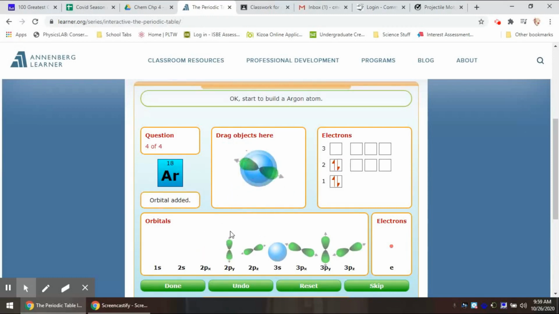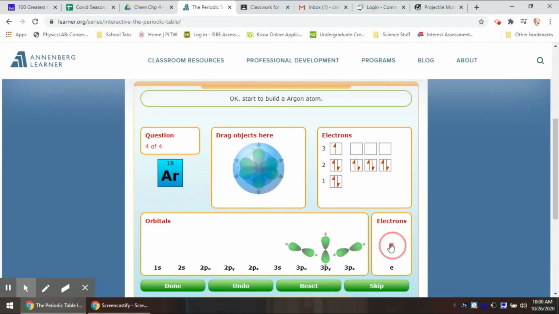Now I'm going to add my 3 P's. Fill those up one at a time. So I've got 1 in each. Now I can go back. 1, 2, 3. So now I'm at 10. Up to my next level. Fill up my S. So now I'm at 12. Add my 3 P's on there.